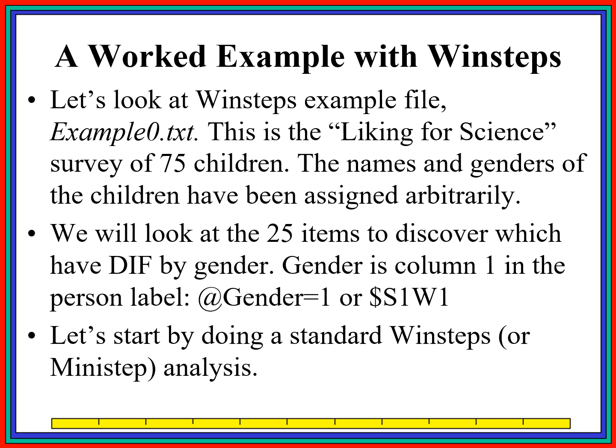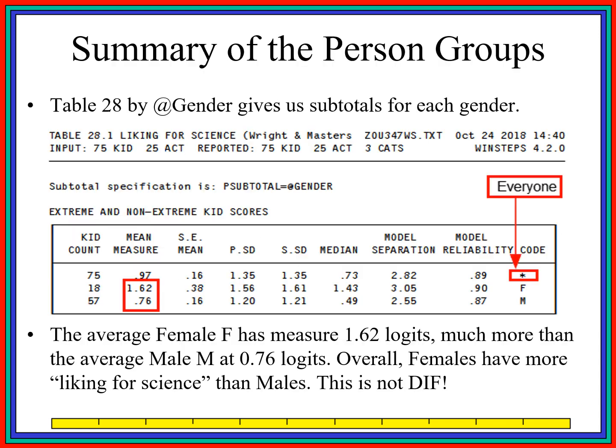So we start by doing a standard Winsteps or Ministep analysis. And let's jump ahead to table 28, which you can get from the output tables menu. And if we use the P subtotal equals outside gender, gender has been set to point to column 1 of the person label, then we get subtotals for each of the groups. The first line has an asterisk in the code on the right-hand side, which means this is the report for everyone, and down below it are the code for F, the girls, and M, the boys.